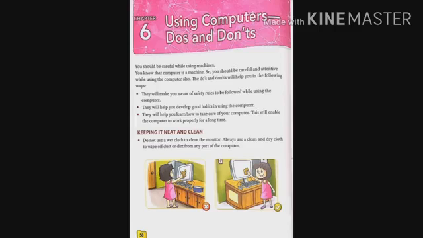Open chapter number 6, page number 50, Using Computers: Do's and Don'ts. You should be careful while using machines. As we all know, machines play a very important role in our life, as machines make our work easy. Like the washing machine, iron and television, these are all machines. Likewise, the computer is also a man-made machine, so you should be careful and attentive while using it.